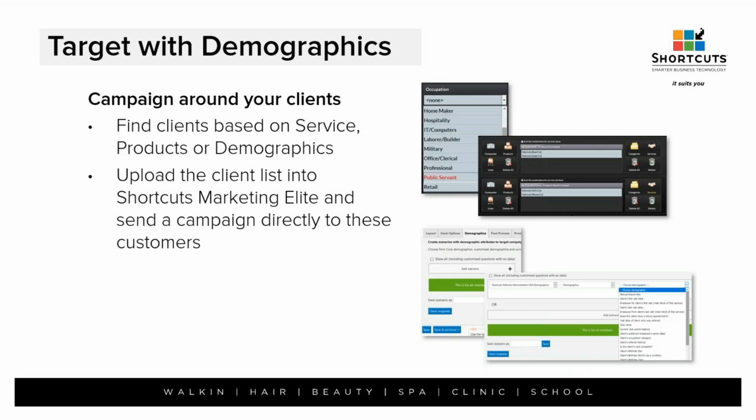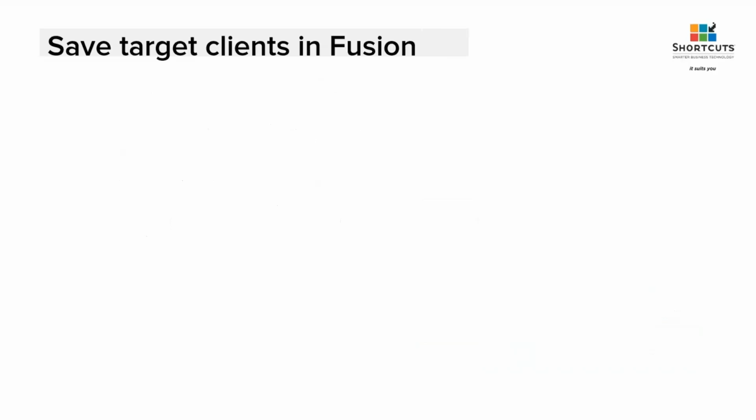The other thing you can do is once you're in Shortcuts Marketing Elite, you can set demographics based on other criteria. From the Shortcuts point of sale itself, you have the ability to narrow down on certain filters, services, products, preferred employees, things like that. And in Shortcuts Marketing Elite, the web-based version, you can filter even further into your list.